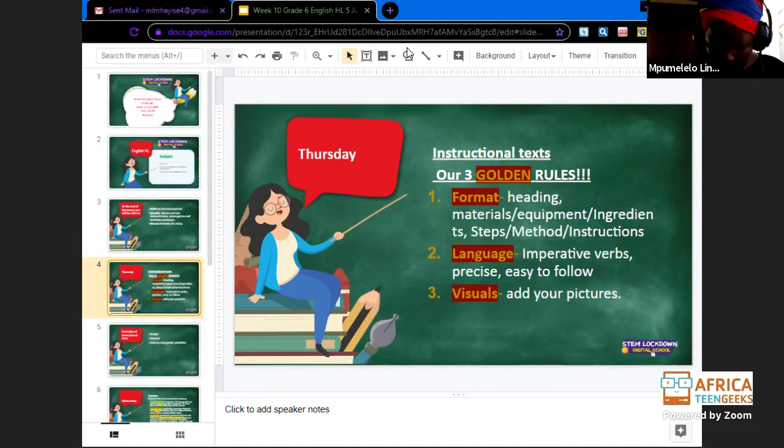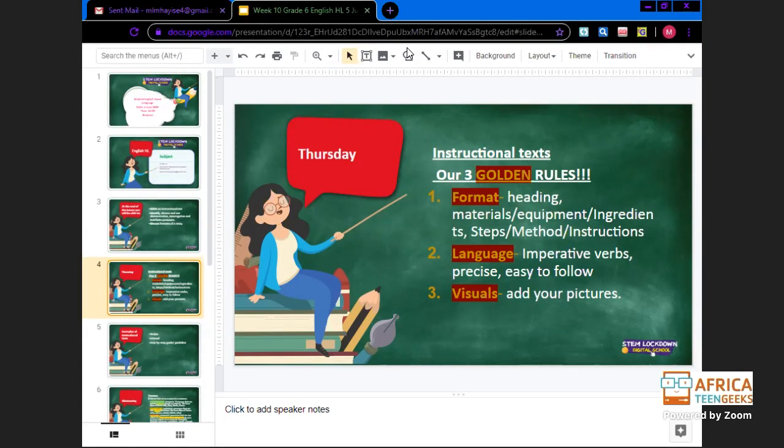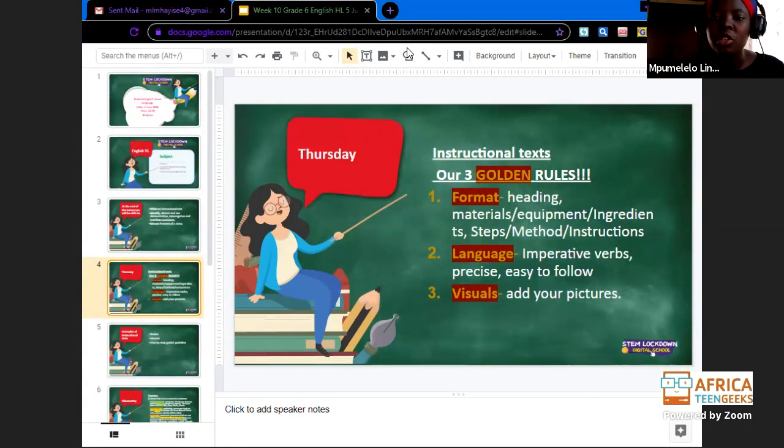You must add pictures so your text looks interesting. Okay, well done. So we add our visuals to make our instructional recipe more interesting, more attractive, more appealing. If you have a dull or plain recipe, no one is really going to be interested. But if you add visuals, they make it more interesting, and you'll get more readers for your recipe.